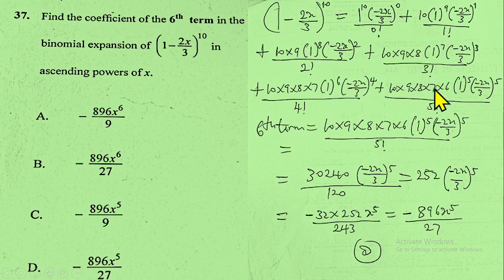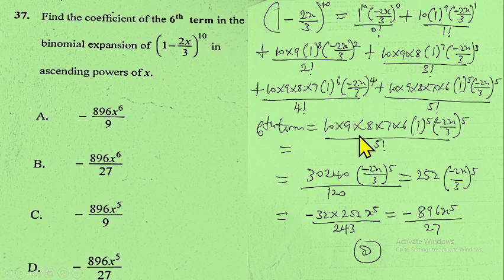Then the next one, 6 comes down again: 10 times 9 times 8 times 7 times 6, remove 1 from the power, you have 1 raised to power 5, increase the power of this one by 1, you have the expression raised to power 5 over 5 factorial. So we are going to the sixth term. This is the first, second, third, fourth, fifth, and the sixth. So that means this is the sixth term you are working on. So you bring it out.